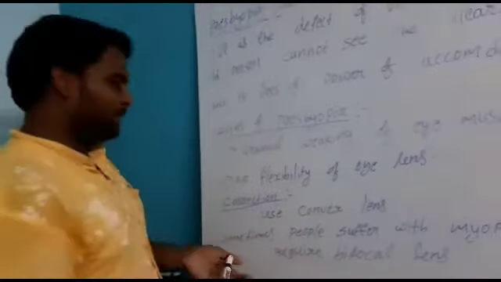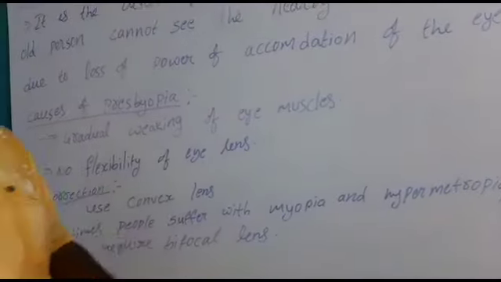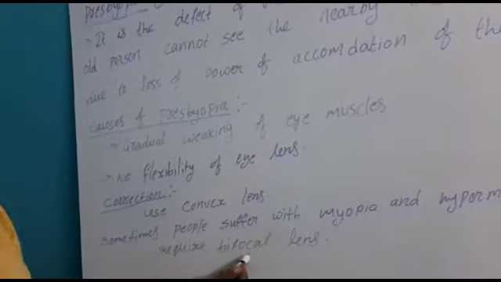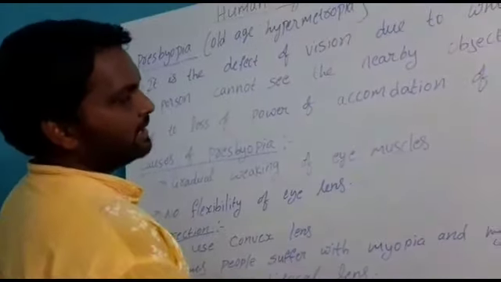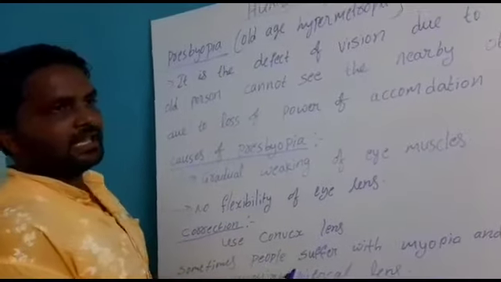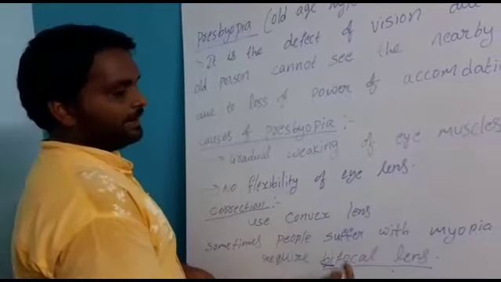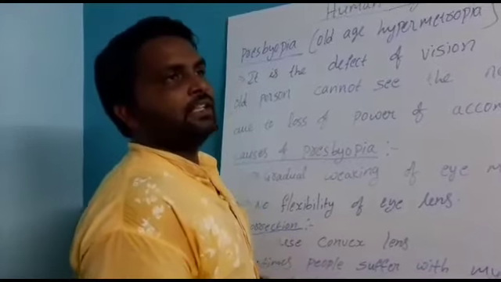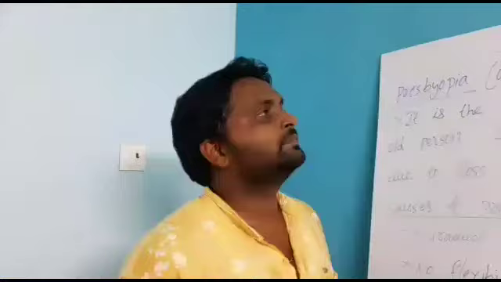But sometimes people suffer from both myopia and hypermetropia. That means they can't see near objects and far objects also. Both they can't see. That requires a bifocal lens. Bifocal lens means a lens having both concave lens and convex lens. That's why I am saying bi. So bifocal means convex lens and concave lens, both it contains. So the person can see near objects and far objects.